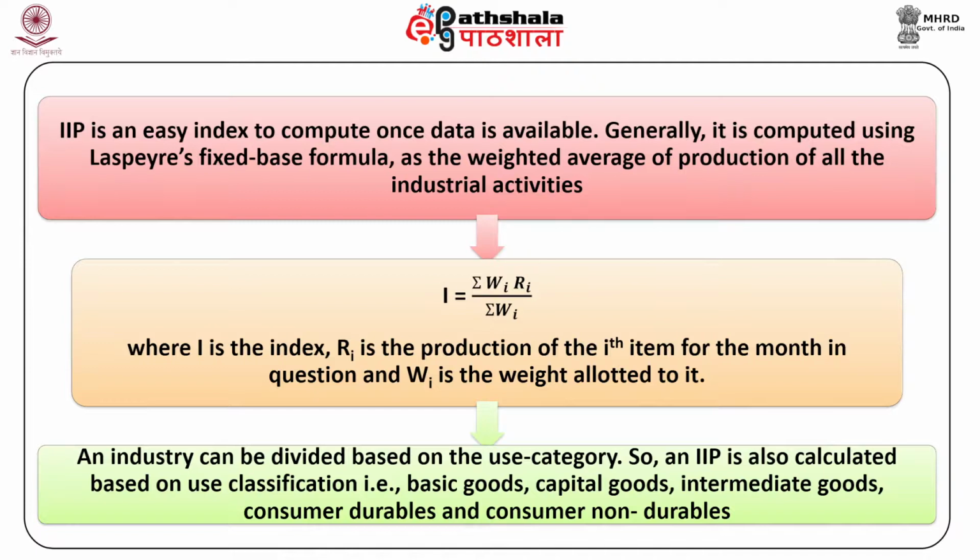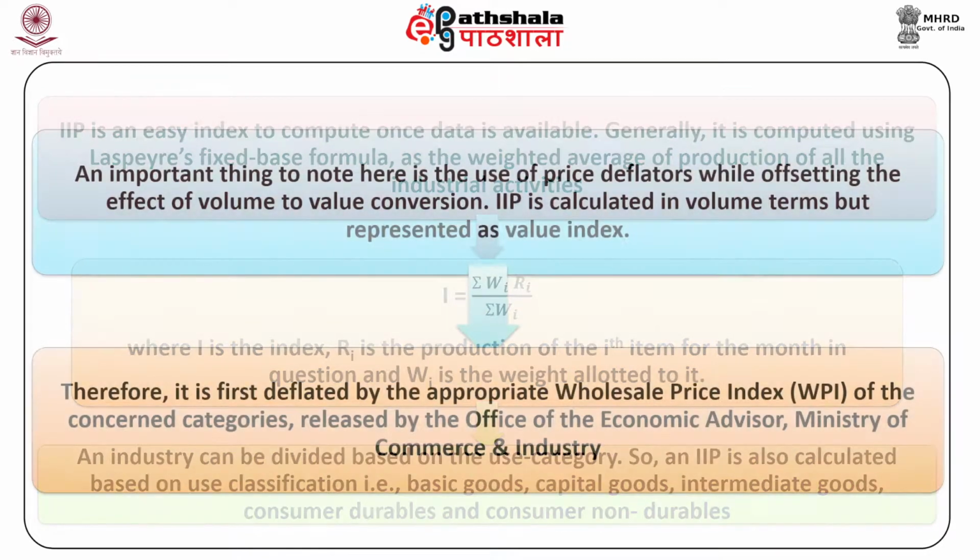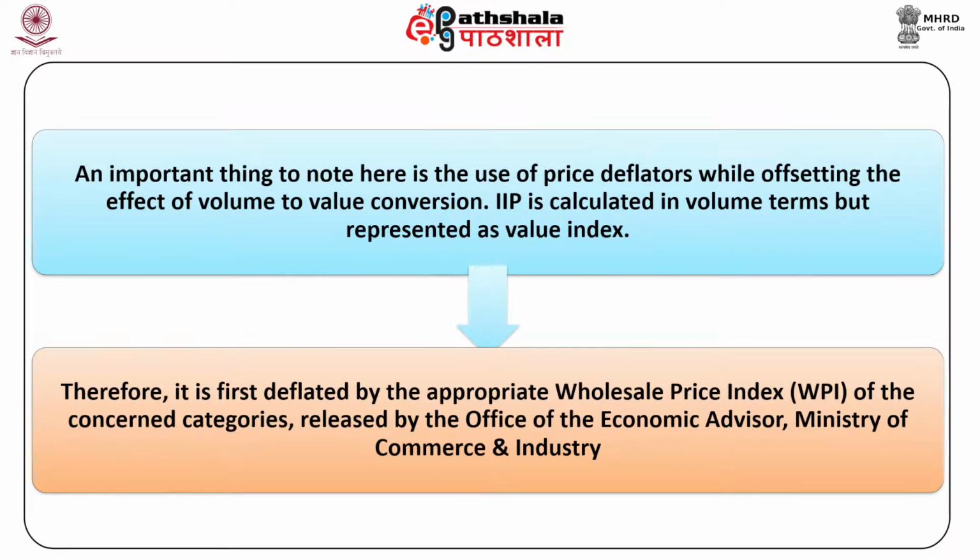An industry can be divided based on the use category. So, an IIP is also calculated based on use classification, that is basic goods, capital goods, intermediate goods, consumer durables, and consumer non-durables. An important thing to note here is the use of price deflators while offsetting the effect of volume to value conversion. IIP is calculated in volume terms but represented as a value index.